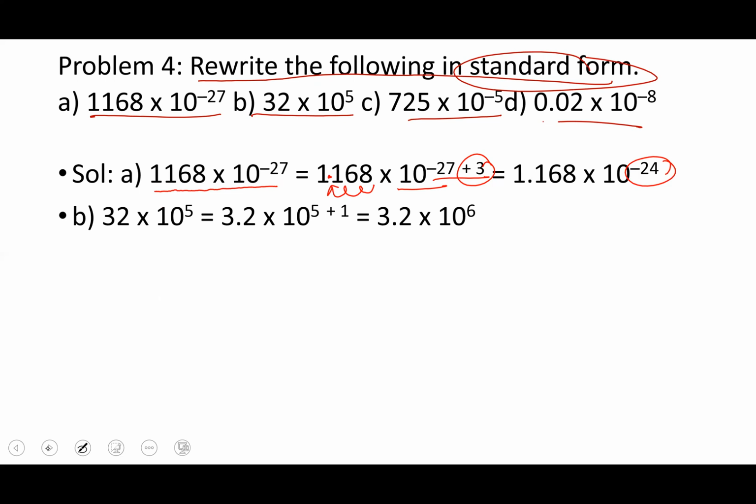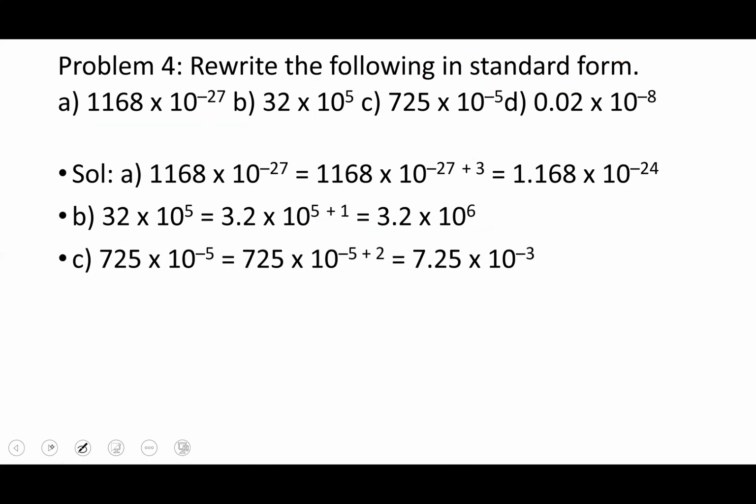Next question, 32 into 10 to the power 5. So the decimal was over here. It moved from here to here. So it becomes 3.2 into 10 to the power 5. So it moved 1 decimal. So it is 10 to the power 5 plus 1. It will be 3.2 into 10 to the power 6. So 5 plus 1 is 6.